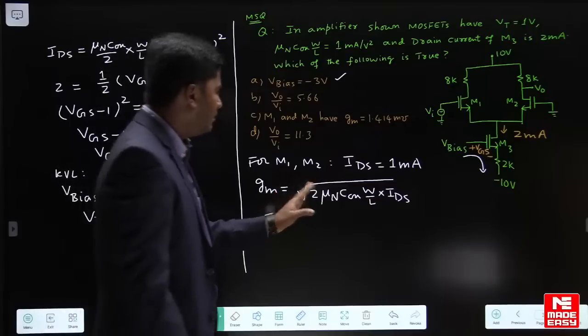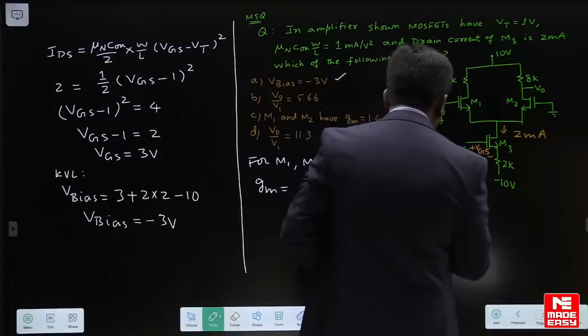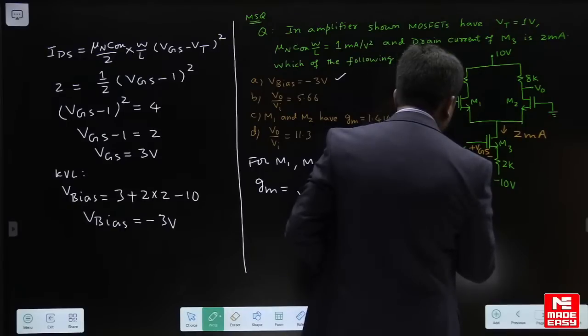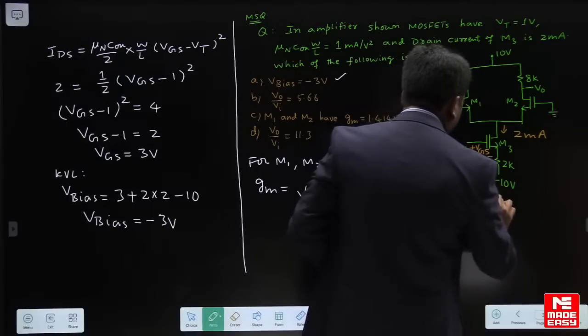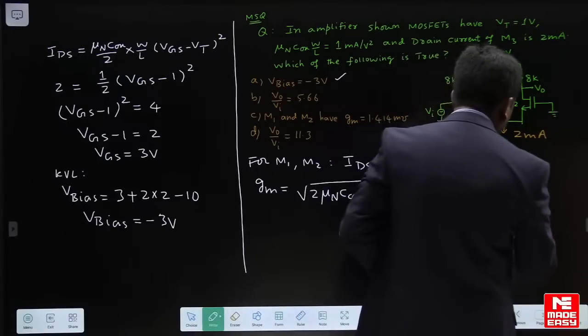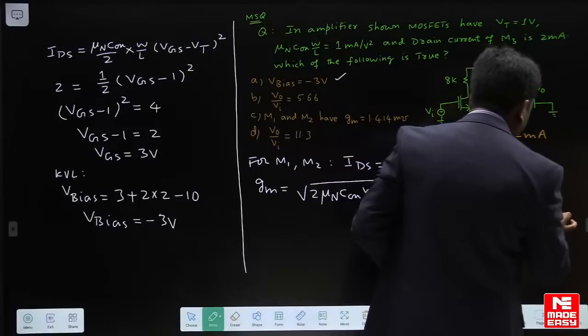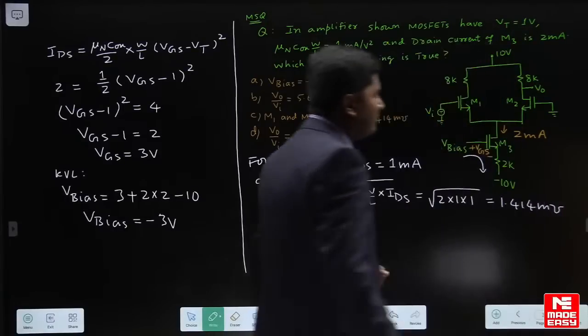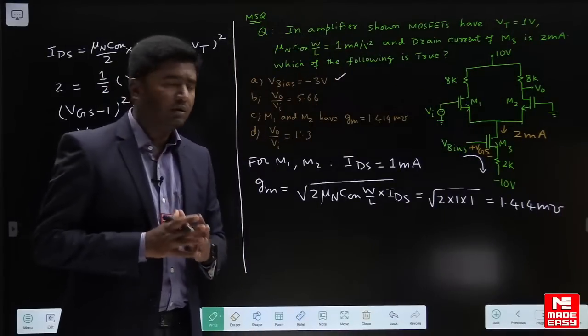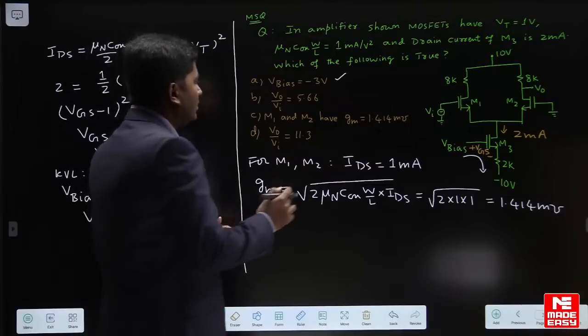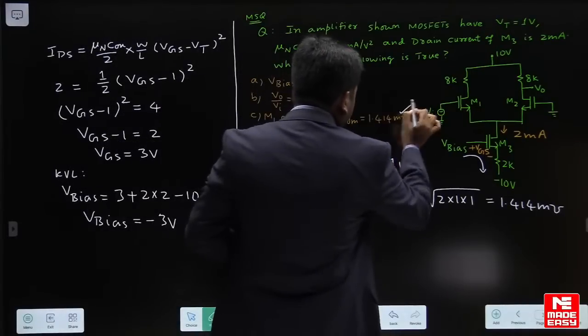So it will be like under root 2 into 1 into 1 and we get transconductance 1.414 millimho. So M1 M2 they have a transconductance of 1.414 millimho. So option C is also correct here.